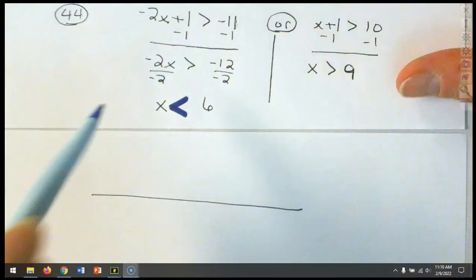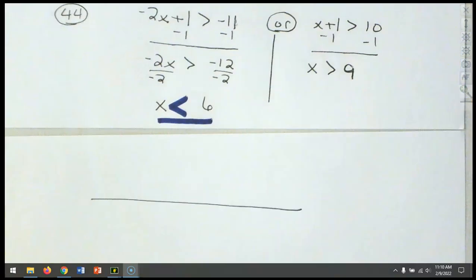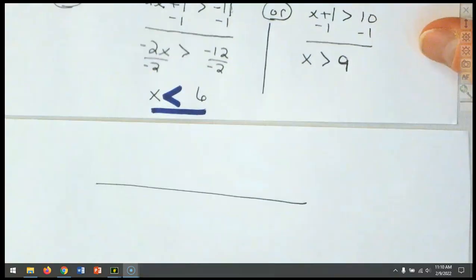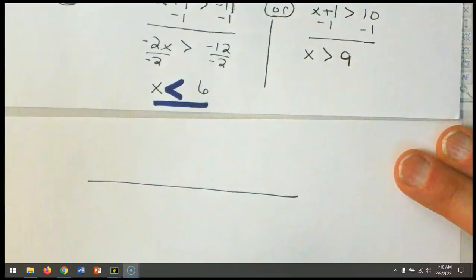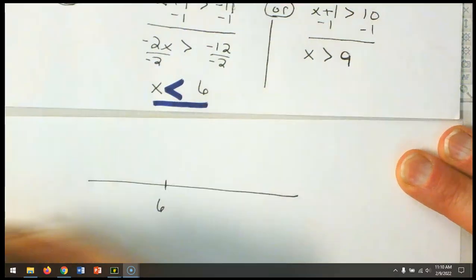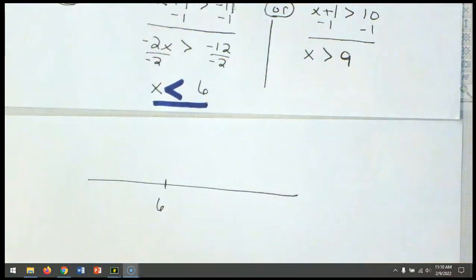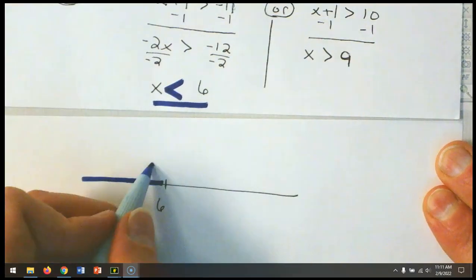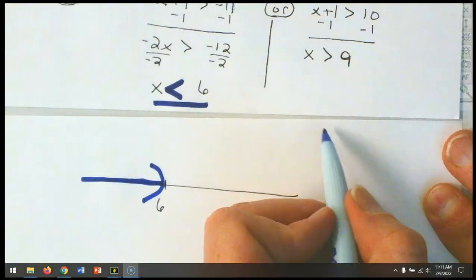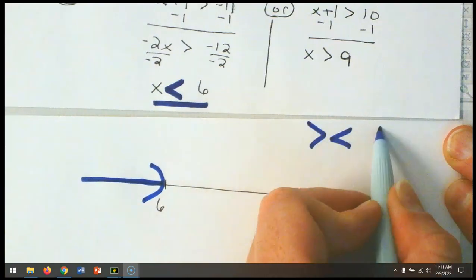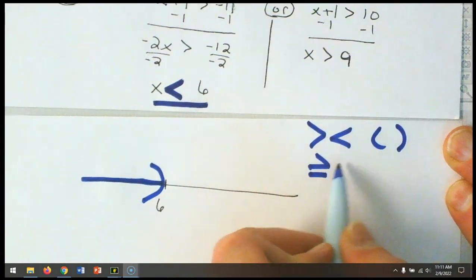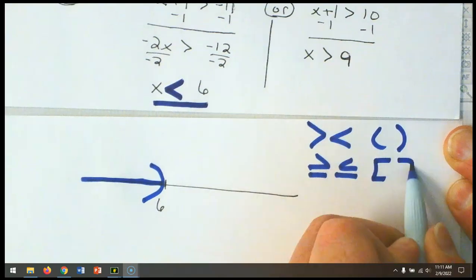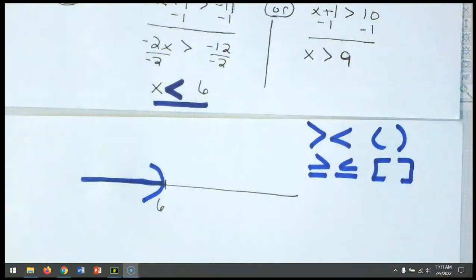And the first one is pointing to the left, and we're going to start here at a 6, and it's pointing to the left, so we're going to shade to the left, and it gets parentheses. And just so we remember, strictly less than, strictly greater than, parentheses; greater than or equal to, less than or equal to, those get, again, your brackets. That's the only part you have to remember.